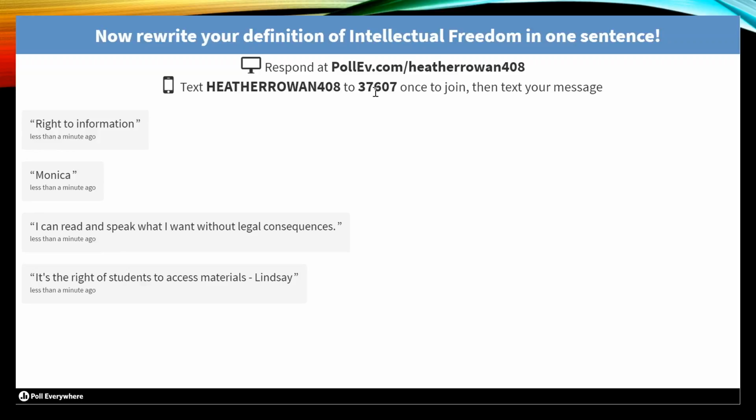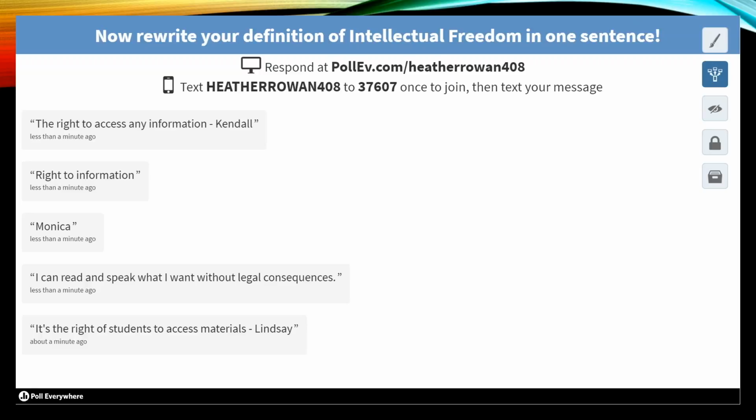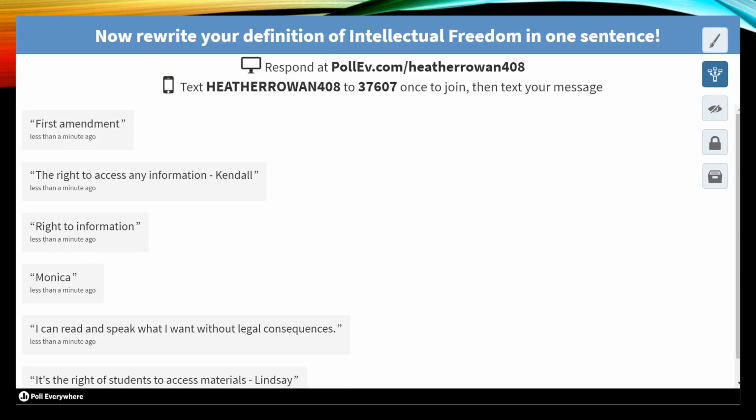Fantastic, right to information. I'm not sure if that's everyone or not. Great, access to information, so that's going to cover, you know, internet access as well. Right, definitely the First Amendment. All right, is that everybody? Is anybody still struggling with logging in or typing on their phone really quickly? I don't want to cut anybody off at the knees.